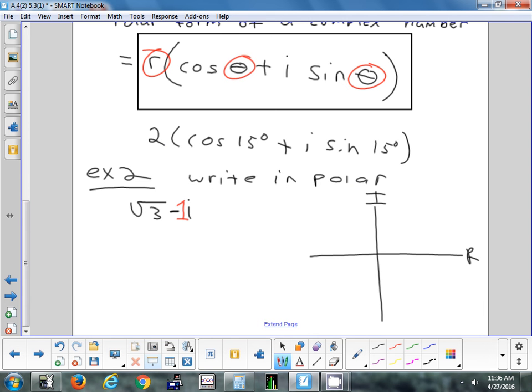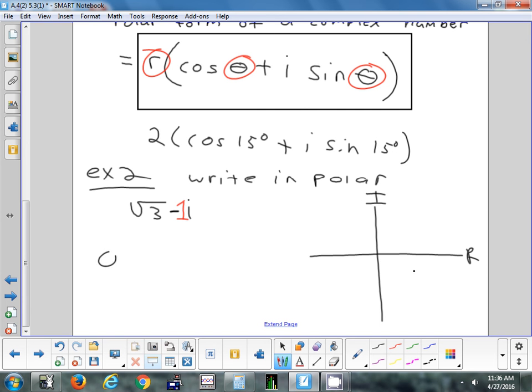Hunter, what quadrant would that be in if I graphed it? Bottom right. Yep, bottom right. Positive on the real axis, negative on the imaginary. Doesn't have to be to scale. Okay, just a rough sketch. So now I know I'm in quadrant 4.